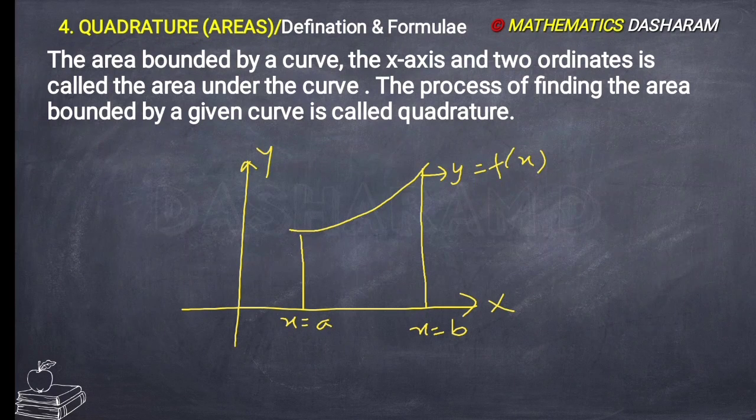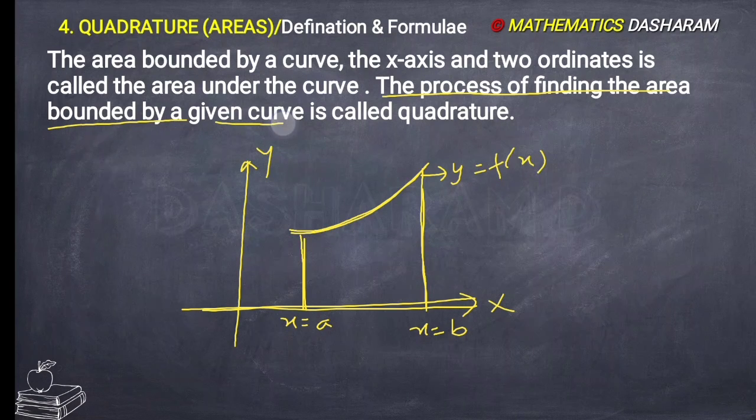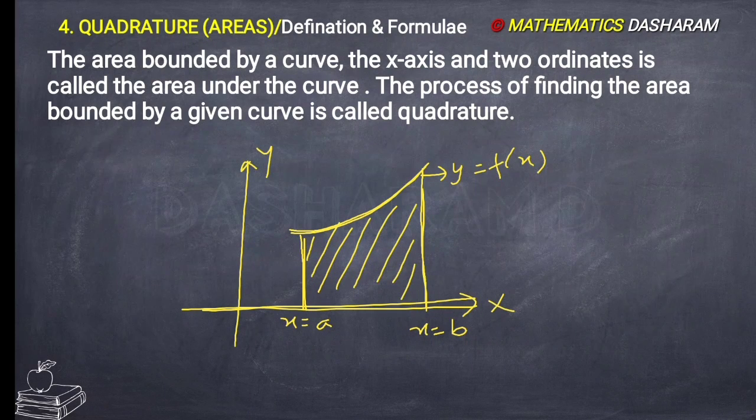So the area bounded by the curve, x-axis and two ordinates, this space is called an area. The process of finding the area bounded by a given curve is called quadrature. So in this diagram, how do we find the area of this shaded region? The process of finding the area bounded by the given curve is called quadrature.